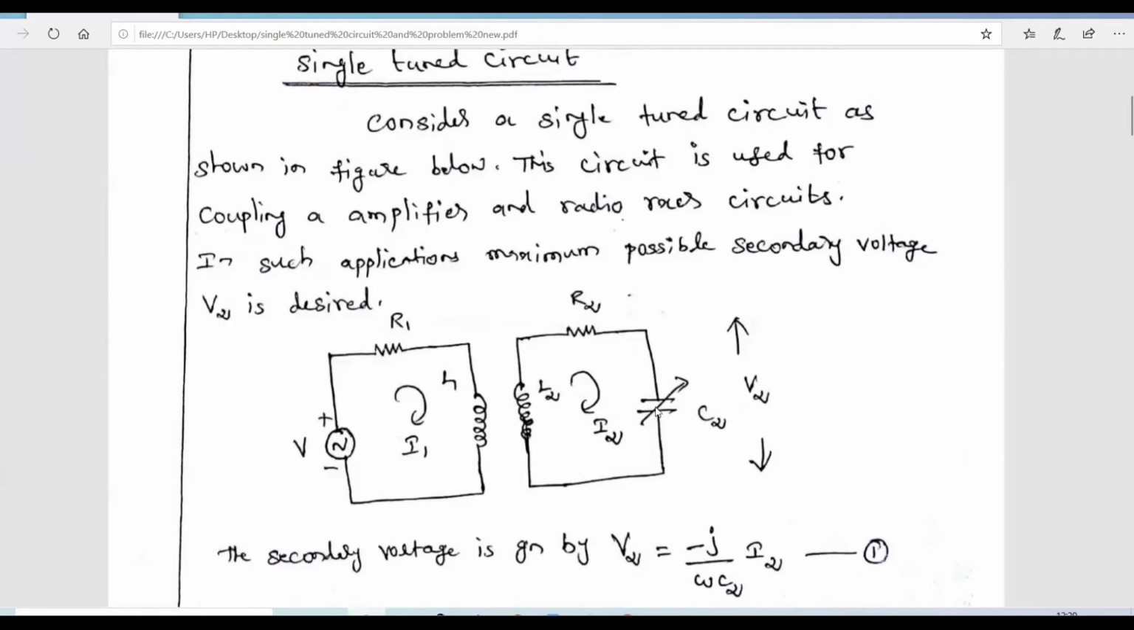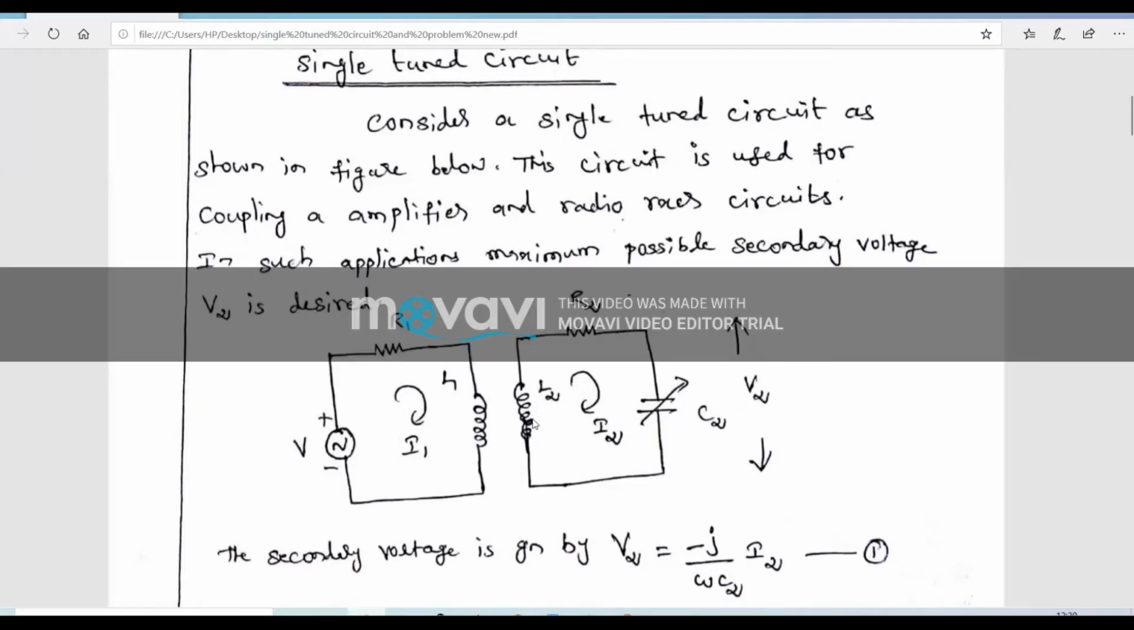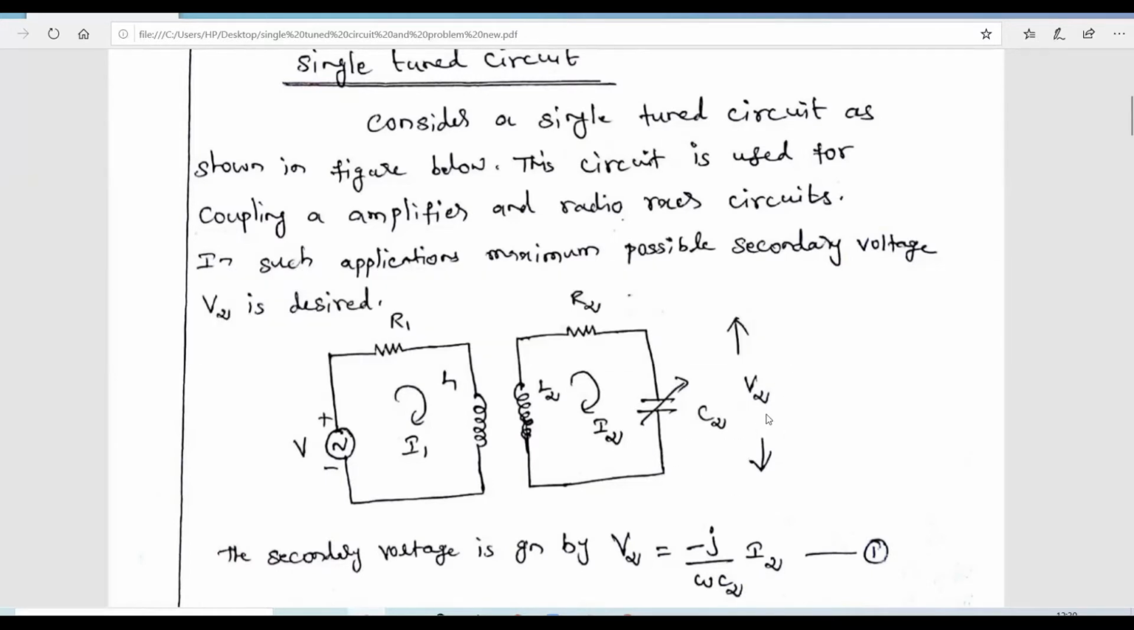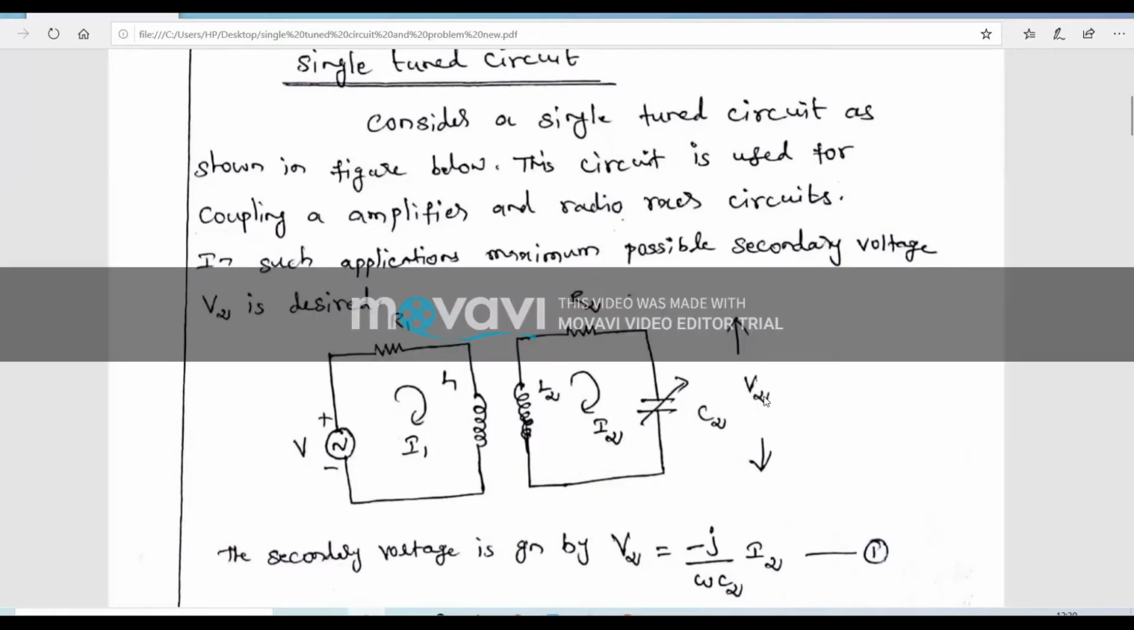This capacitor we always select as a variable capacitor. This capacitor and inductor are used as the tuning section. The values of the inductor and capacitor choose the desired frequency of the output. Here we take the output across the capacitor C2. The voltage across the capacitor C2 is the output voltage. Since it is the secondary voltage, we mention it as V2, or we can mention it as V0 for the output.